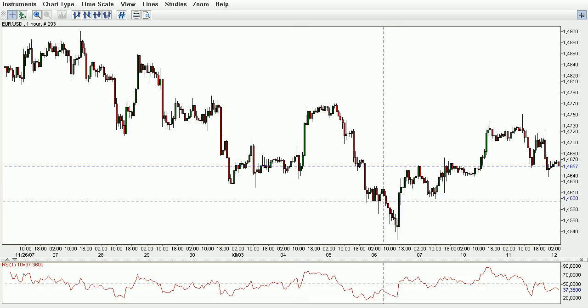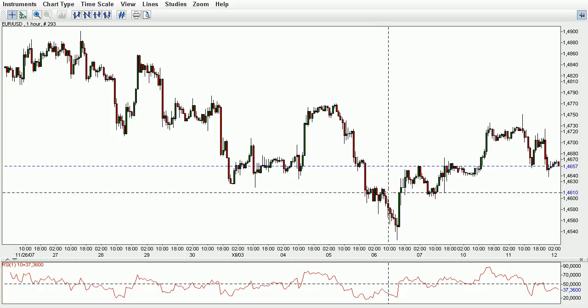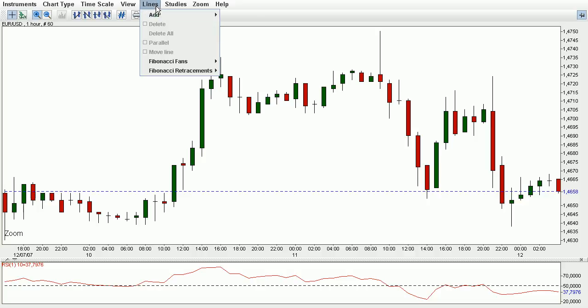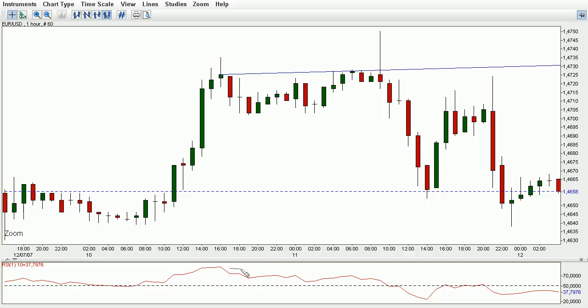Today is Wednesday, the 12th of December 2007, and we'll be looking at the euro-dollar currency pair. What we saw yesterday was a divergence which formed on the hourly chart, right here on top of the chart, between the chart and the relative strength indicator, and it was also supported by this strong shooting star candlestick, which is a sign for a reversal in the trend.